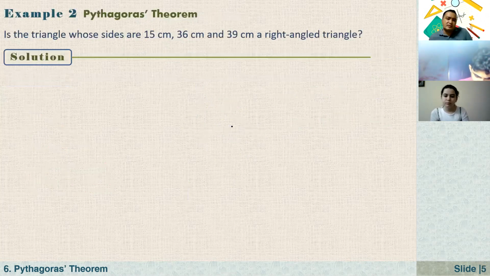Another example is the triangle whose sides are 15, 36 and 39 centimeters, a right angle triangle. To do this one, we should check the shorter sides, that is 15 and 36. Is the sum of the squares of the shorter sides equal to 39 squared or not? If yes, that means it is a right angle triangle. If not, then it is not a right angle triangle.